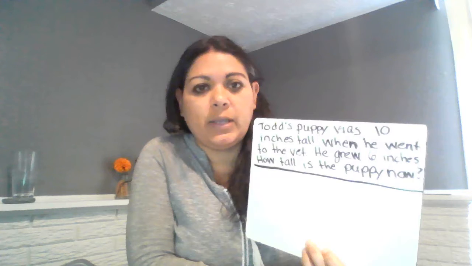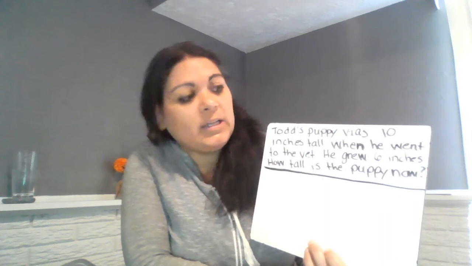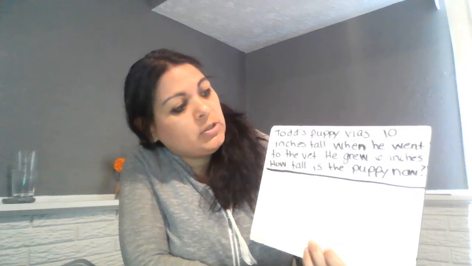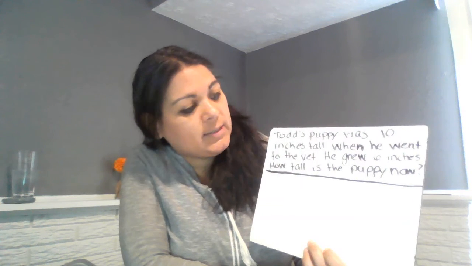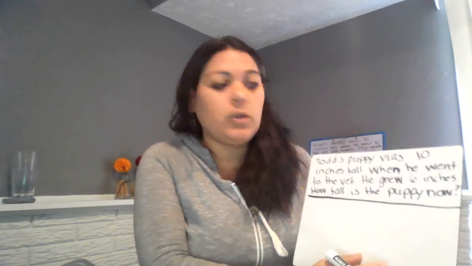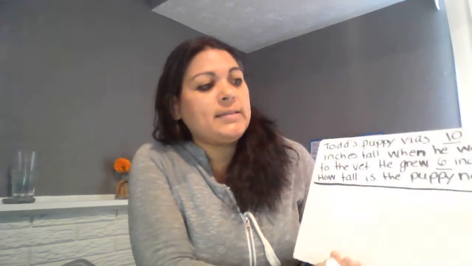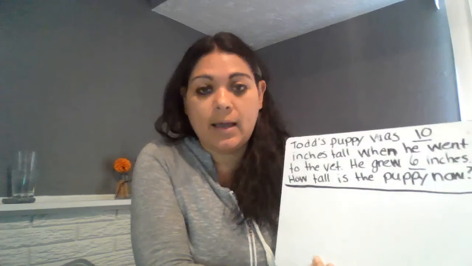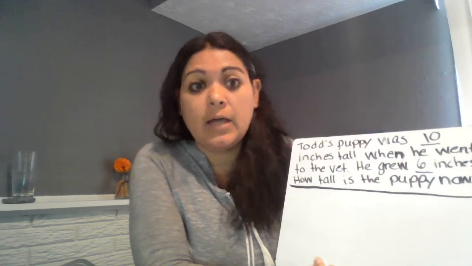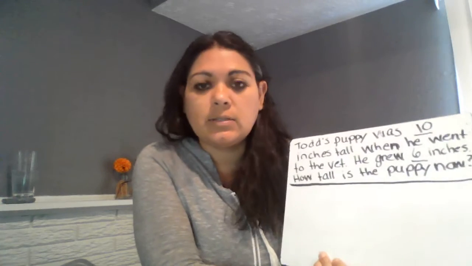So for example, here's a story problem that we had last week. Todd's puppy was 10 inches tall. When he went to the vet, he grew 6 inches. How tall is the puppy now? So if you remember back, we solved that problem by noticing what information was given to us. So we knew that he was 10 inches tall and that he grew 6 inches tall. And now we want to see how tall is the puppy now. So we don't know that amount, or we call it the unknown amount of how tall is the puppy now.